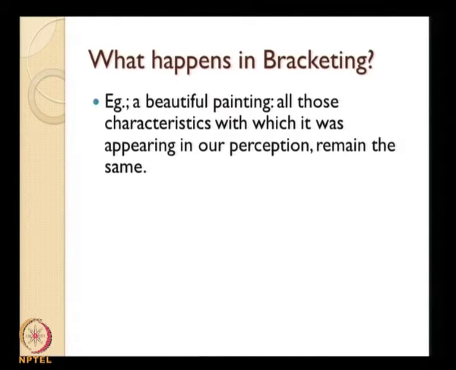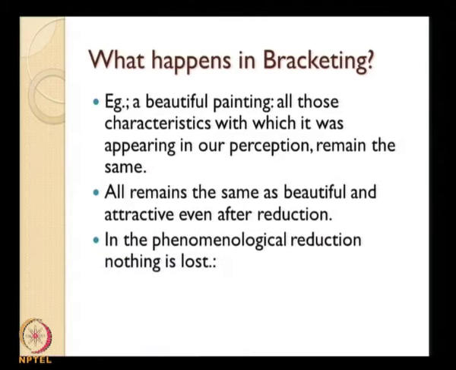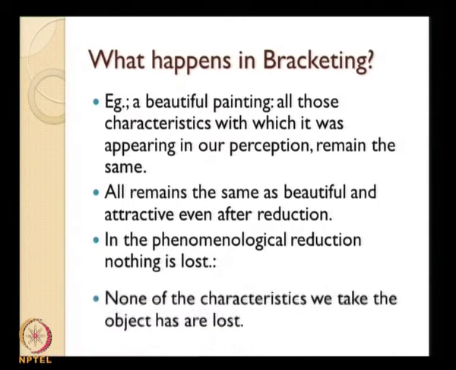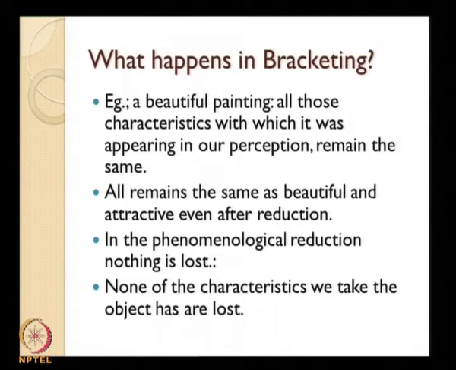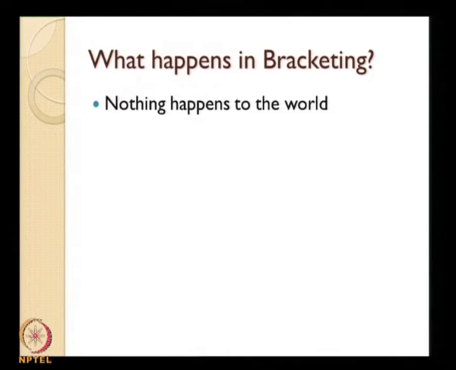Just because I am bracketing many aspects about the painting does not mean that the painting will lose all its characteristic features. For example, I am not bracketing that it is no longer beautiful for me, it is no longer a canvas for me, it no longer depicts a particular scene, or its original characteristic features. Everything is retained even in the process of bracketing, and all remains as beautiful and attractive even after reduction. Then what is the major difference here? He says that in the phenomenological reduction, nothing is lost, none of the characteristics we take the object to have are lost. Nothing happens to the world; it remains the same.